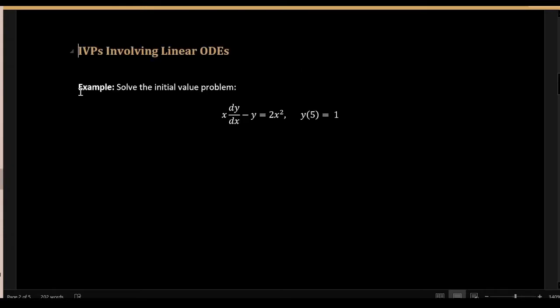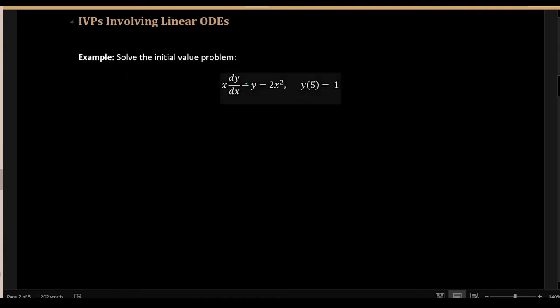So as usual, when we're given an initial value problem, the first thing that we do is we solve the ODE, and then we find the values of whatever unknown coefficients are in the problem using the initial condition. So let's go ahead and try that here. Let's solve the initial value problem where we have x times y prime minus y is equal to 2x squared with the initial condition that y of 5 is equal to 1.